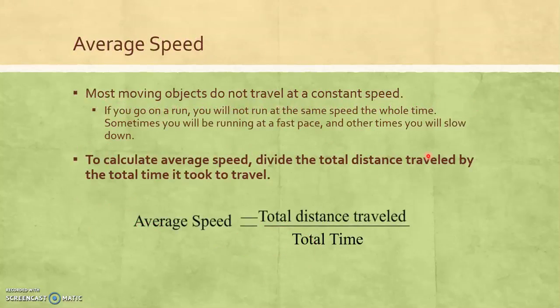So there's also average speed. So most moving objects don't travel at a constant speed. So if you go for a run, you're not going to run at the same speed the whole time. Sometimes you'll be running at a fast pace, other times you're going to be tired and you're going to slow down. So to calculate average speed, you divide the total distance traveled by the total time it took to travel. So average speed equals total distance divided by total time.